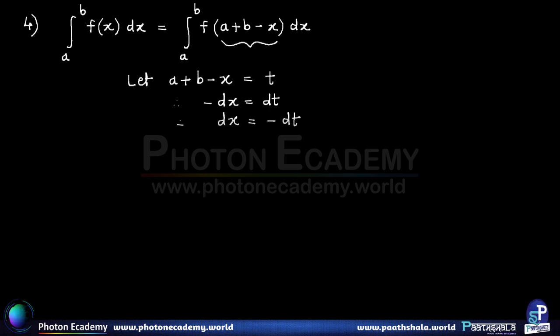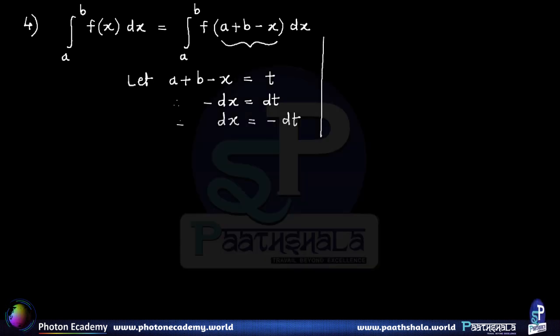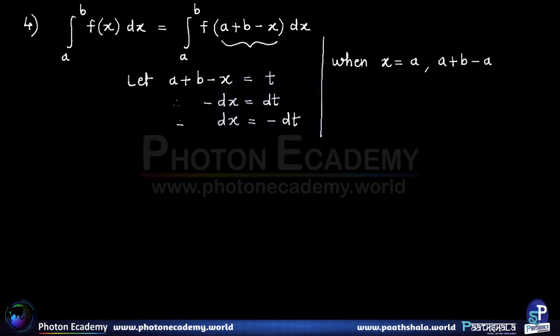Now as we have seen earlier, when we use the substitution, we have to change the limits also. So therefore when the original variable x was equal to the lower limit a, we have to find out what will be the value of t. So in that case we have a plus b minus a is equal to t. So cancelling a, we get t equal to b.